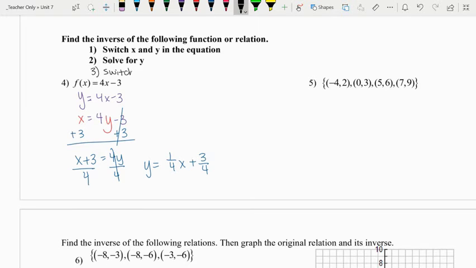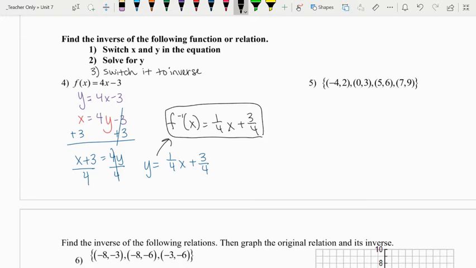Be nice if I could spell it right. Switch it to inverse. Okay, so the inverse notation is f, and then there's this little -1 of x, and it's 1/4 x plus 3/4. Okay, so that's the inverse of f of x equals 1/4 x plus 3/4.